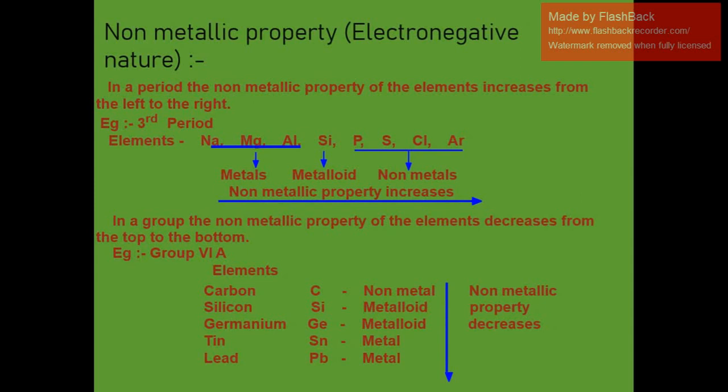Since the metallic character increases down the group, so we can say the oxides of metal become more and more basic. So down the group, the basic character of oxides and hydroxides of metal increases. Clear, students?